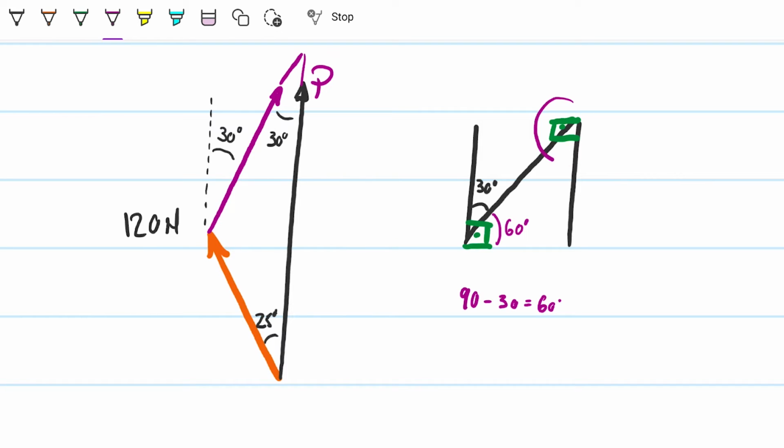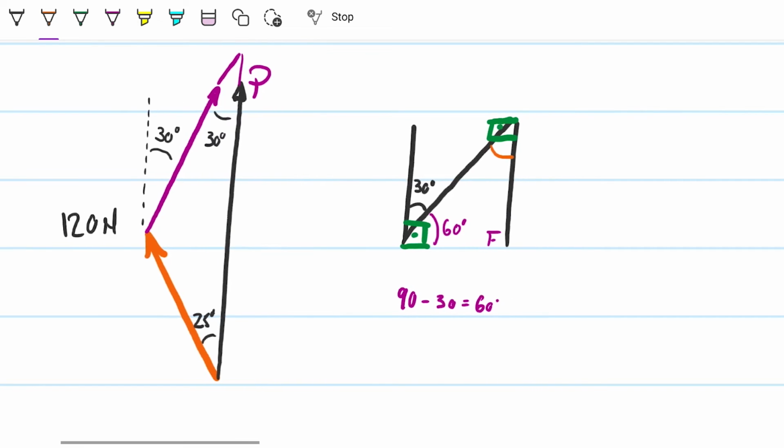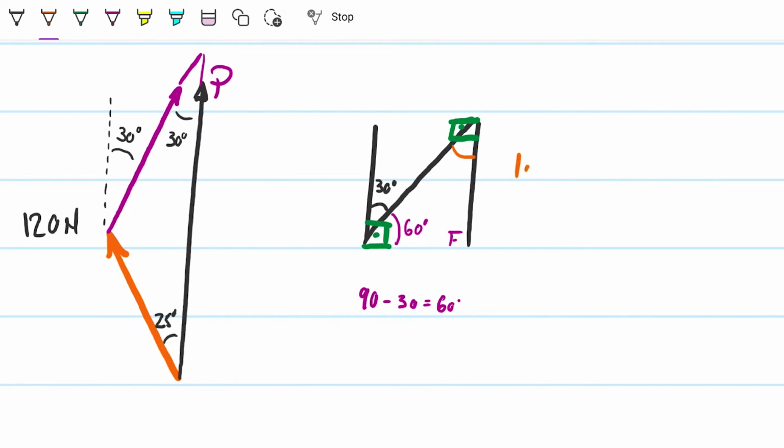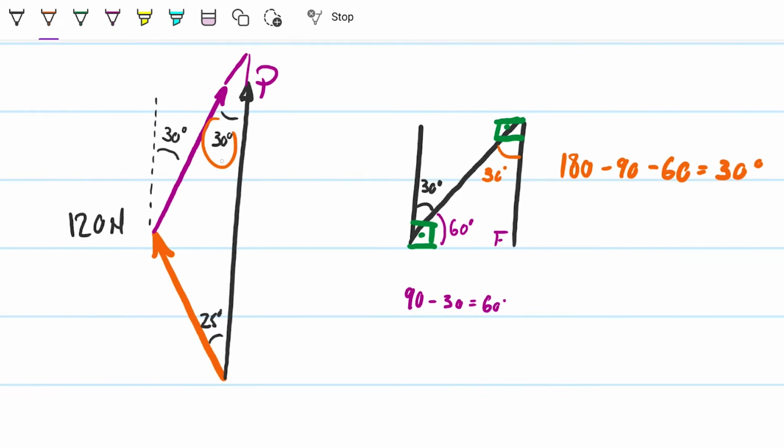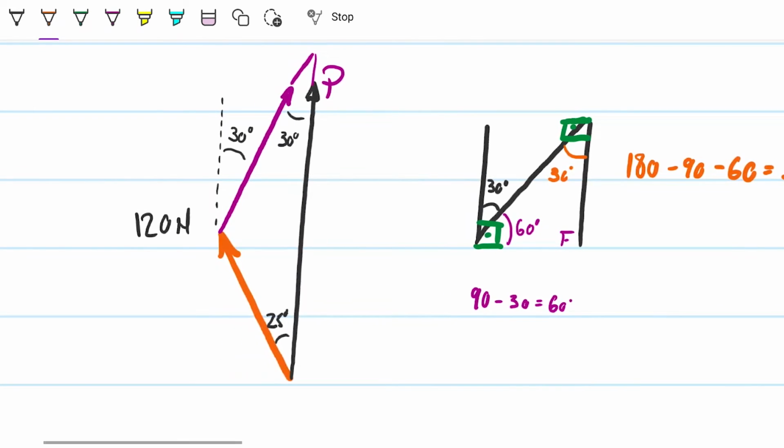What about this here on the top? Well, we know the whole thing is 90, and we know this guy here is 90. Therefore, let me change colors, this orange one needs to be 180 minus 90, this 90 here, minus 60, this 60 here. And if that's the case, then this is 30. And if this is 30, this is 30, right? So back to here, 30. Just proving that out real quick.